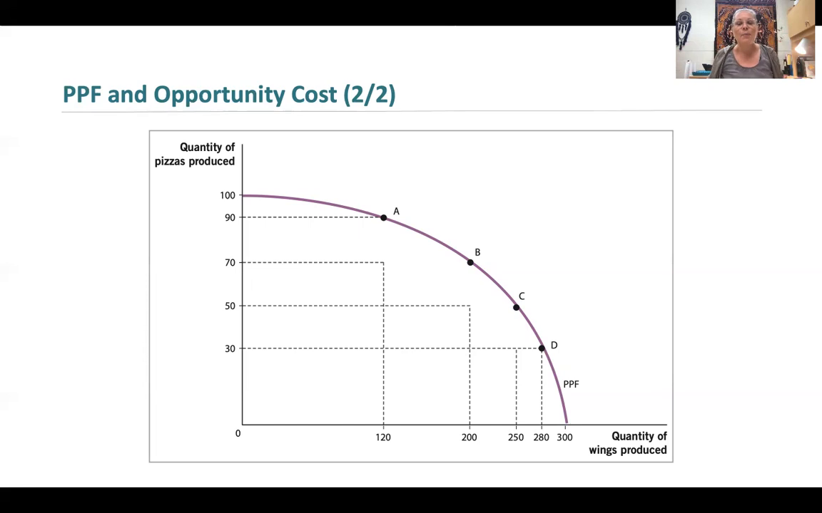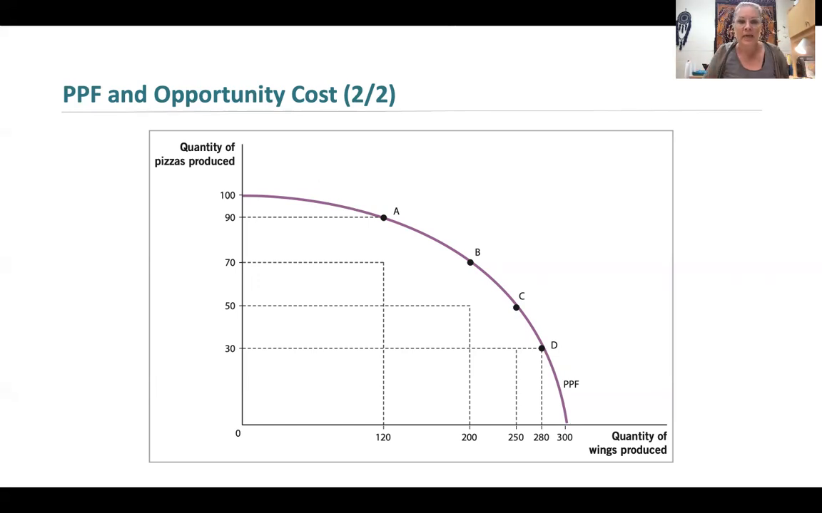This is to say, opportunity cost increases. We can see this as the slope between A and B is relatively flat. And as you move to the right, as you shift your resources towards wings, that slope gets steeper and steeper and steeper, indicating a higher slope in the sense that these are all negative numbers, but a larger magnitude, right? We are giving up more and more and more.